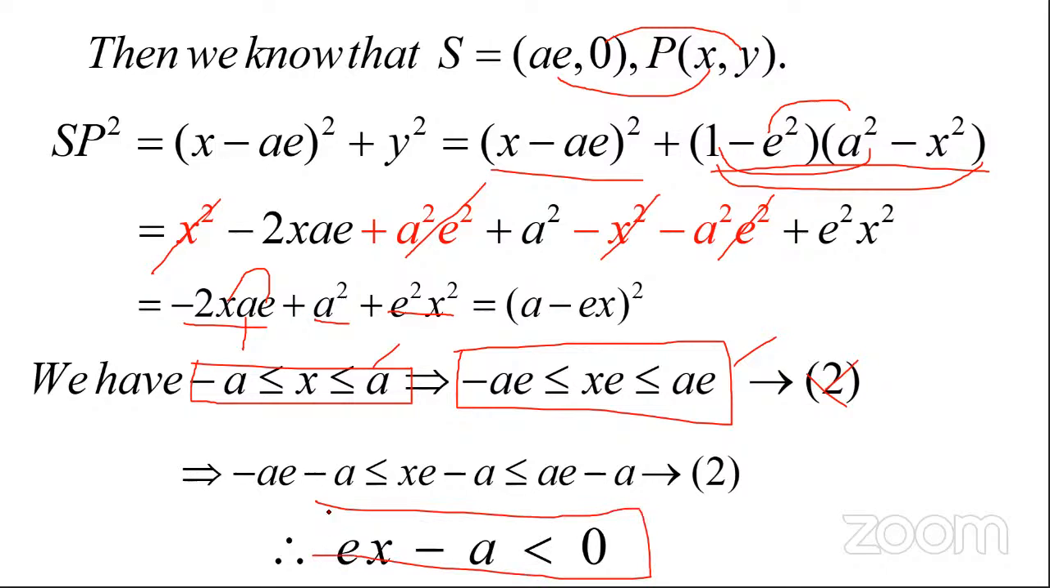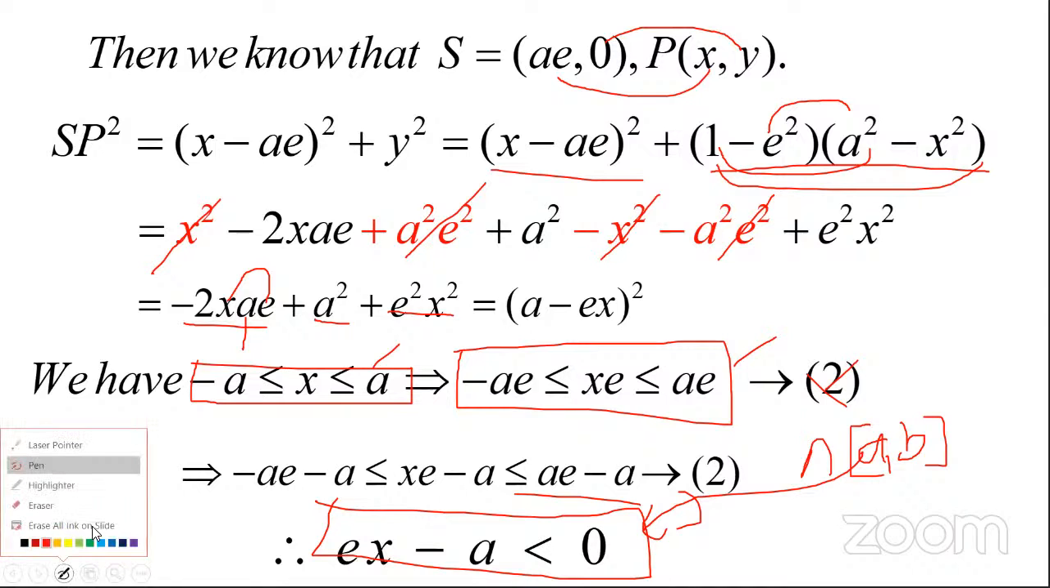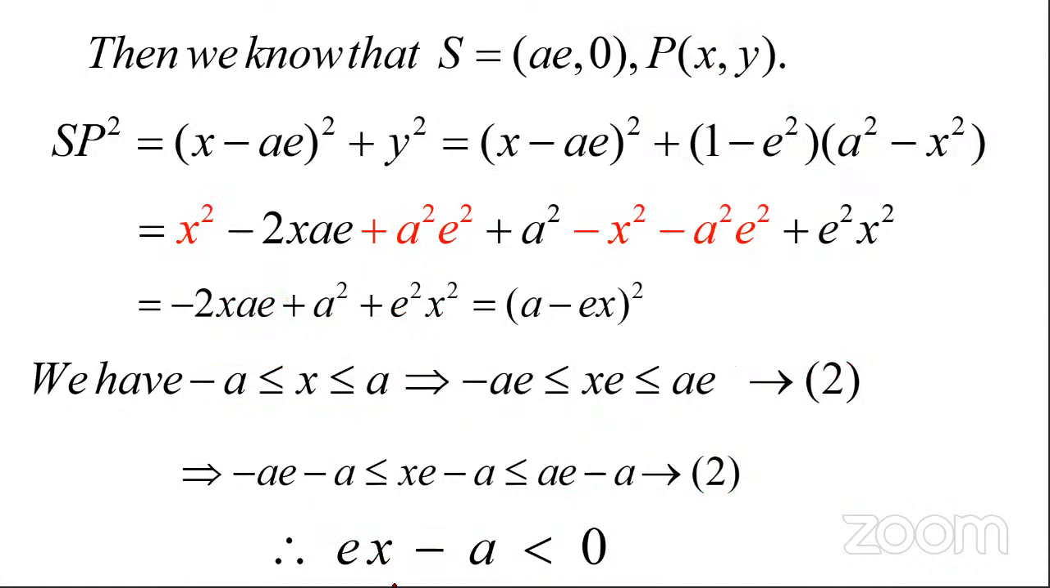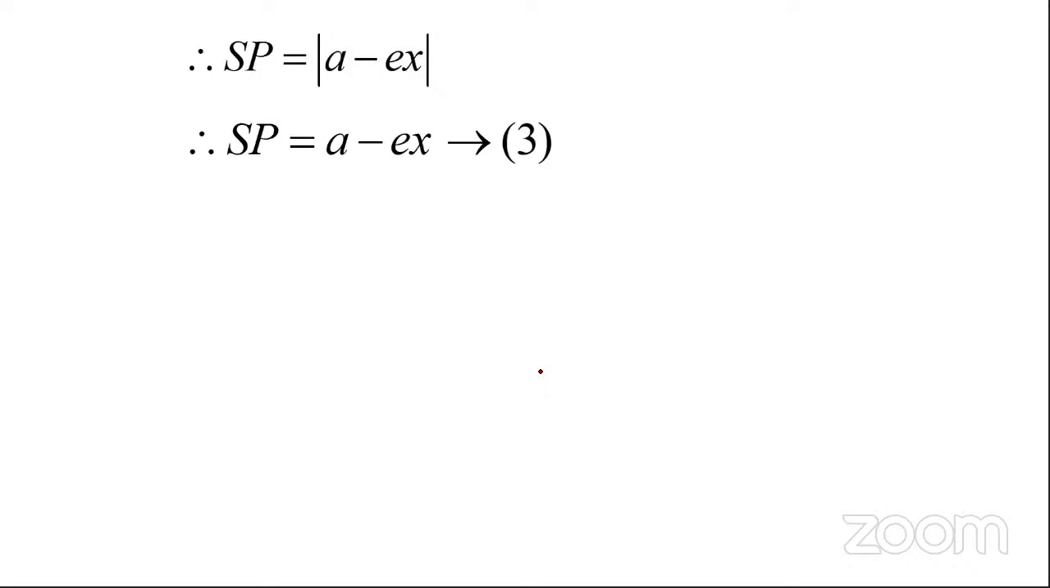This you will get from the formula for closed intervals, so this equation can be written like this. This is ex minus a less than 0. Next, I'm writing the mod value. So this is the distance formula. Then SP value is mod of a minus ex, then SP equals a minus ex. I'm writing this as a positive value because this is a distance formula.